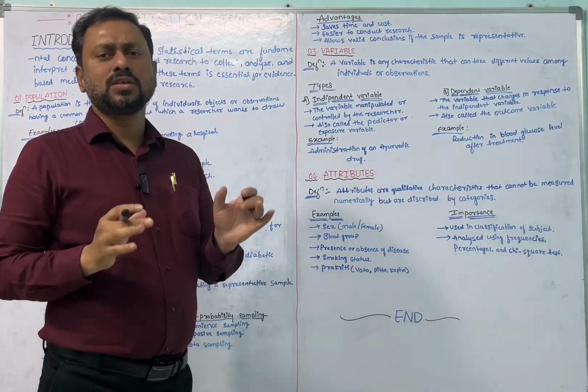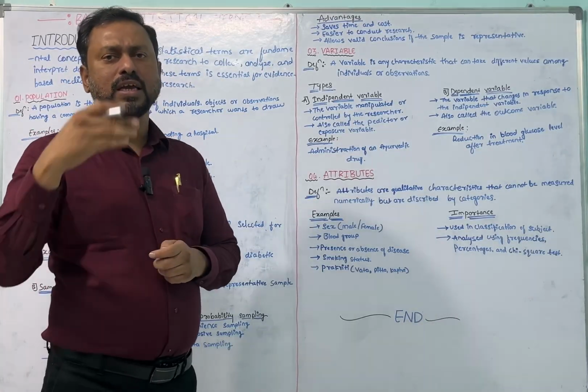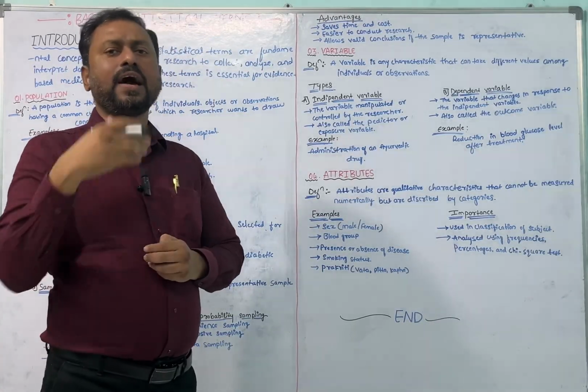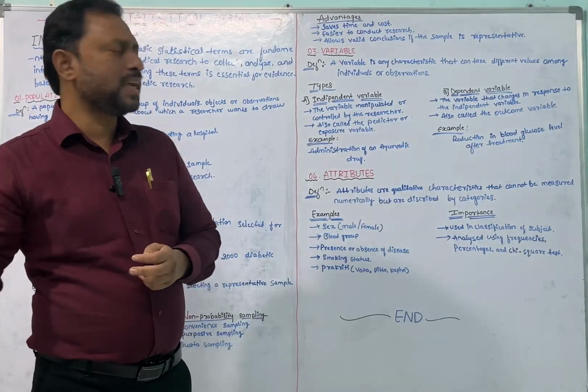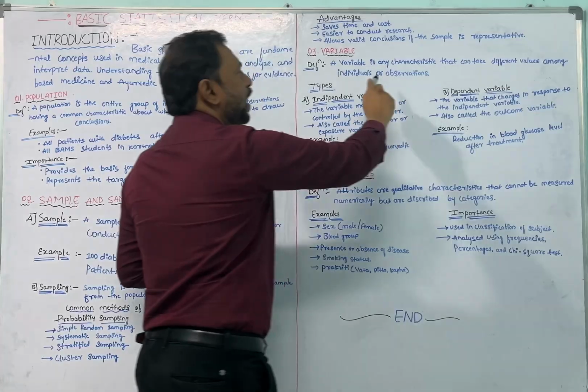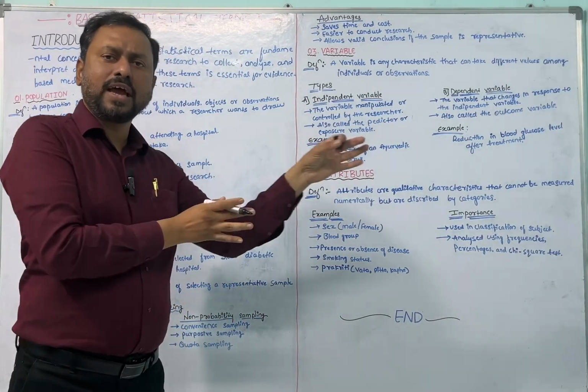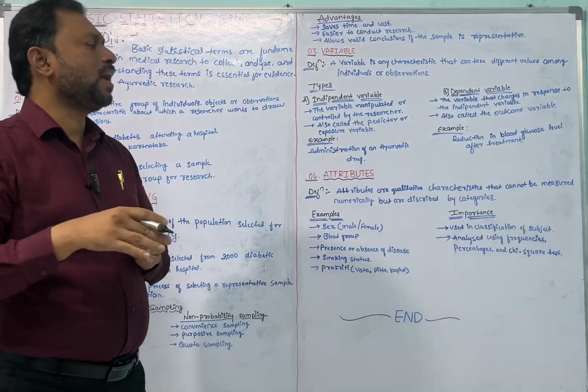How the term originated: variables means variation. Each and every person is different; each person's weight is different, height is different. That is a variation, and it is there. A variable is any characteristic that can differ in value among individuals or observations. It means every individual has different values.